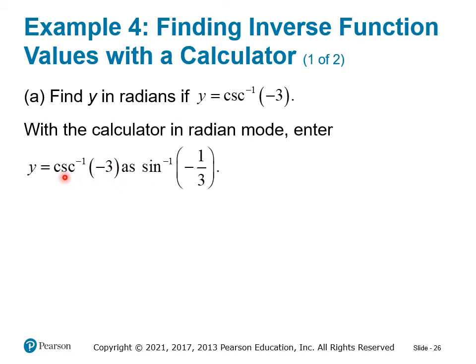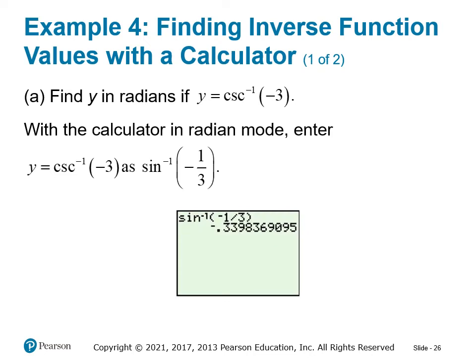Remember, cosecant is the reciprocal of sine, so we use the inverse sine button. It's right above the sine button, so use the second button on your calculator. And then we take the reciprocal of this value, and so it's negative, instead of 3 over 1, we get -1 over 3. Inputting that into our calculator, we get -0.3398, which is somewhere in quadrant 4.